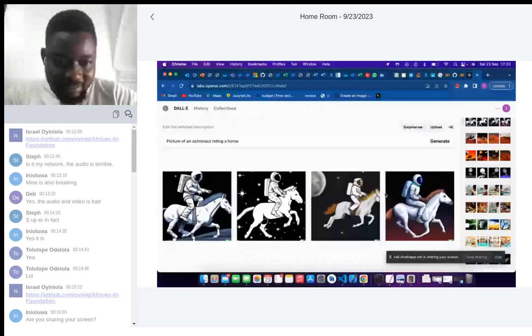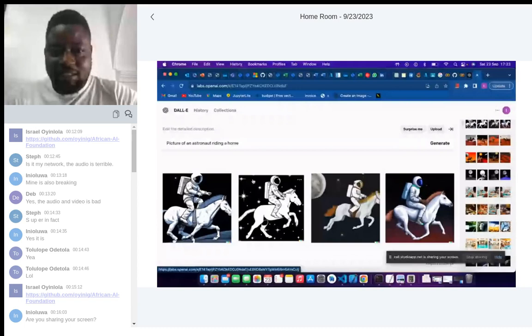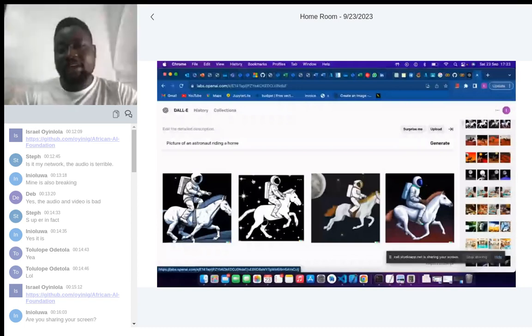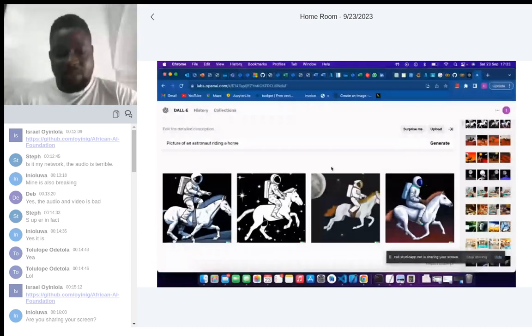Not bad. But it gets the concept. So, how is an AI able to generate this image? It probably was trained with this image, but it knows what an astronaut is, it knows what a horse is, and what riding a horse means, and it's able to generate the image. So that's what we are talking about here.